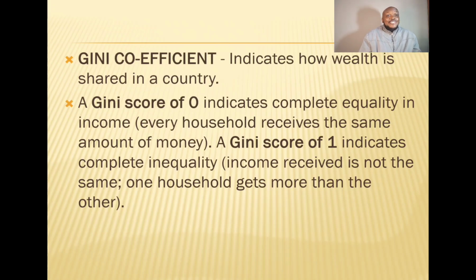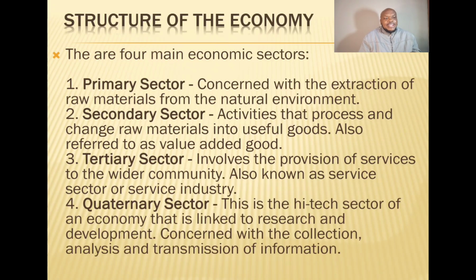But if we have a Gini score of 1, which indicates complete inequality, then in this case it simply means that income received is not the same. One household gets more than the other. So there's complete inequality. What we need to understand is that if we have a Gini coefficient that is closer to 1, it can be 0.8, 0.9, 0.7, closer to 1, it shows that there's inequality. The majority of the population are poor, and only a few individuals are doing well.